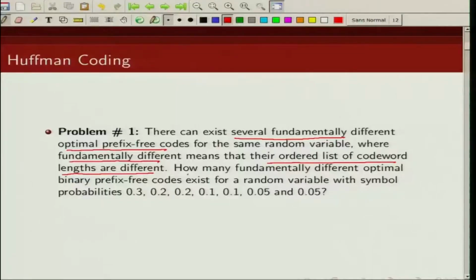So the question is, how many fundamentally different optimal binary prefix-free codes exist for a random variable which has the following symbol probabilities: 0.3, 0.2, 0.2, 0.1, 0.1, 0.05 and 0.05. This random variable takes 7 different values and these are the probabilities associated with it. You have to construct optimal binary prefix-free codes and tell how many fundamentally different ones exist.